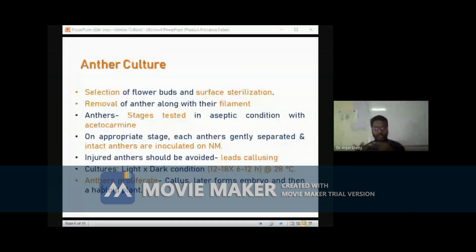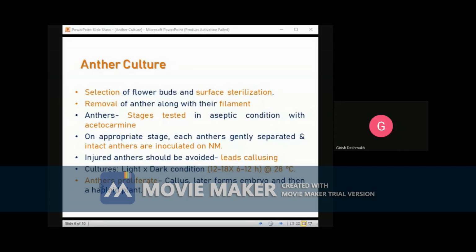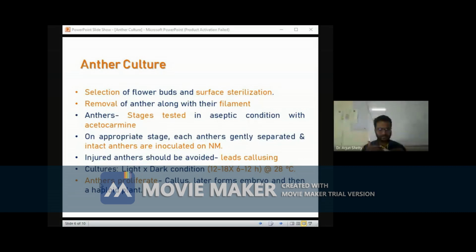Again in prophase one, we have five stages. What are those? Can you tell me those five different stages of prophase one? Leptotene, zygotene, pachytene, diplotene. So in prophase one, we are going to see five different stages: leptotene, zygotene, pachytene, diplotene, and diakinesis.